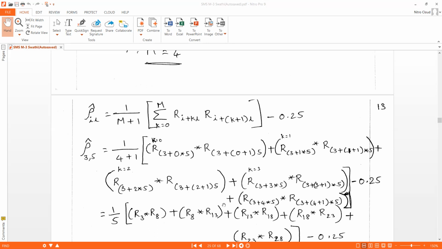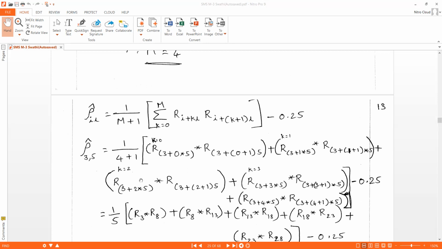Okay, plus we have one more term, that is k equal to 4. Here we need to expand this summation from k equal to 0 to k equal to 4. When we consider k equal to 4, let's see how the term will look: R of 3 plus k, where the k value is 4, into L, which is given in the problem as 5, into R of 3 plus k, where k is 4, plus 1 into L, which is given in the problem as 5.